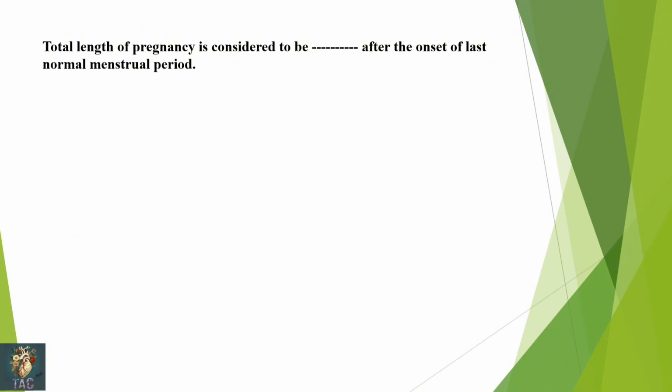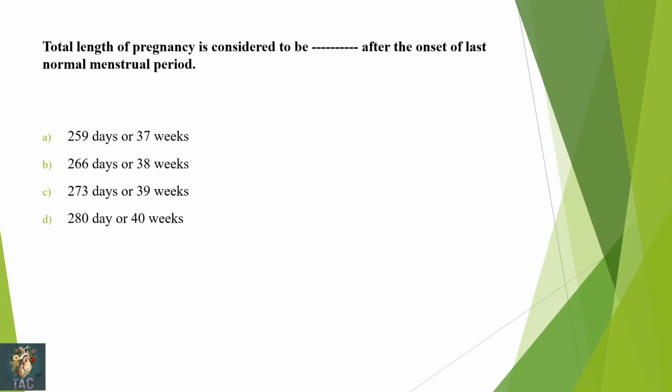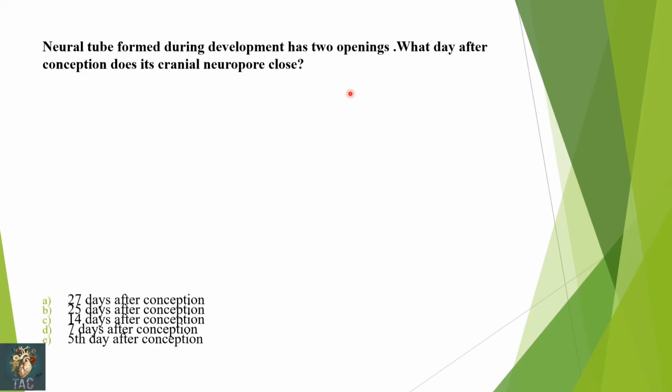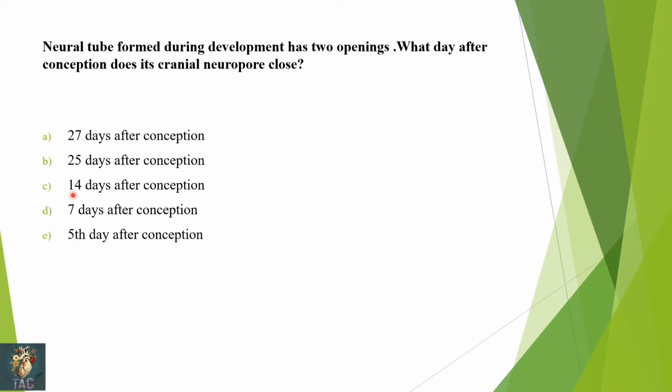The total length of pregnancy is considered to be dash after onset of the last normal menstrual period. So this is 280 days or 40 weeks, and this is a repeat question. So option D is correct. Next MCQ: the neural tube formed during development has two openings. On what day after conception does its cranial neuropore close? Day 27, day 25, 14, 7, or the 5th day. The correct option is the 25th day after conception when the cranial neuropore closes, and day 27 for the caudal neuropore. So here the answer is B.